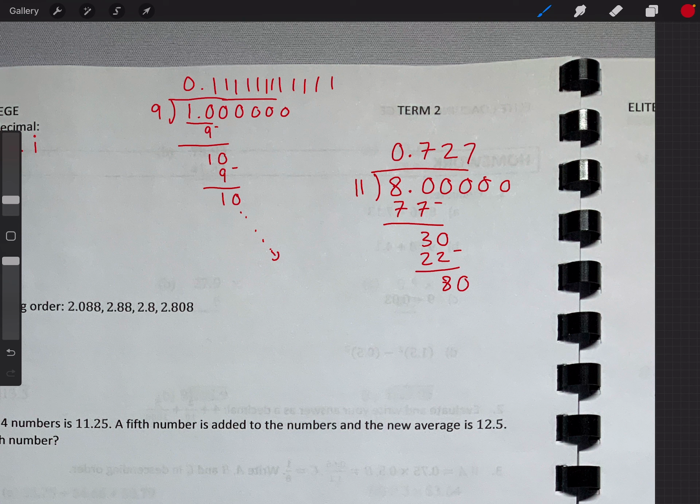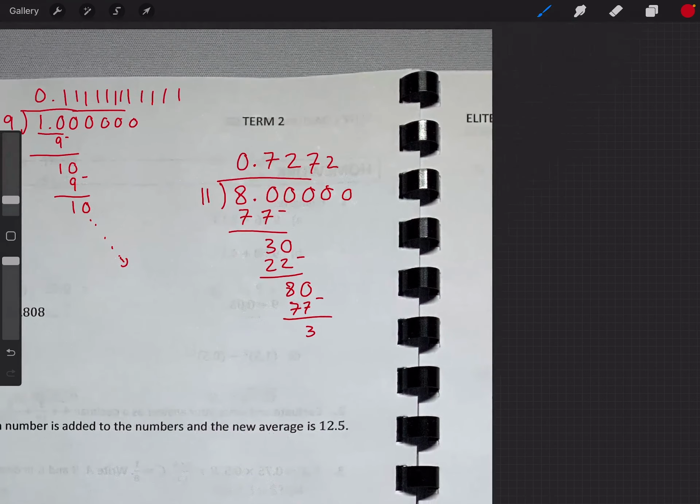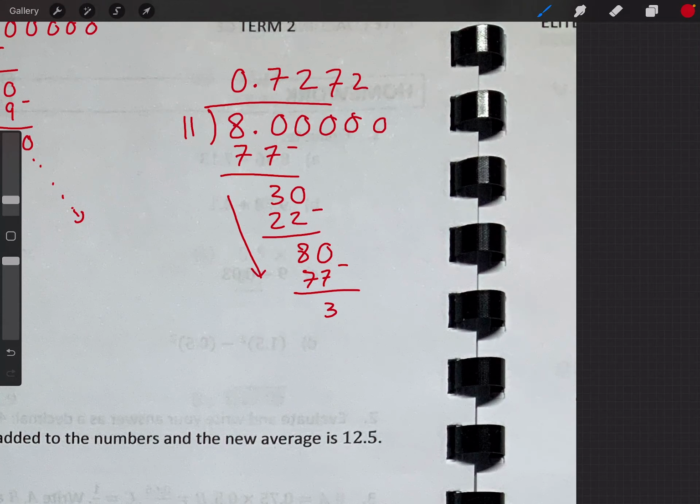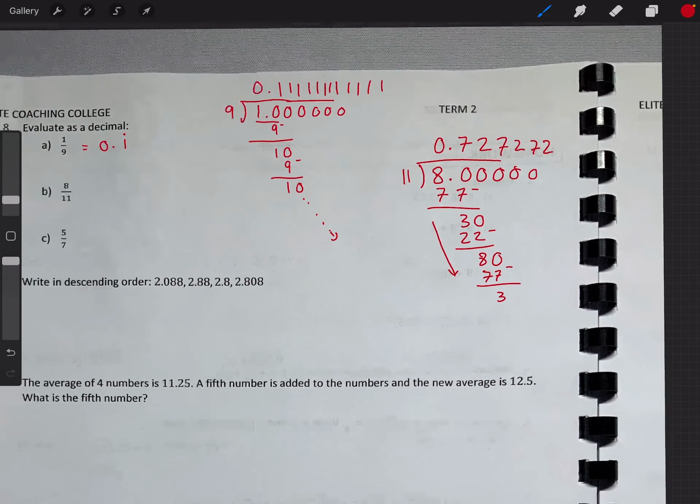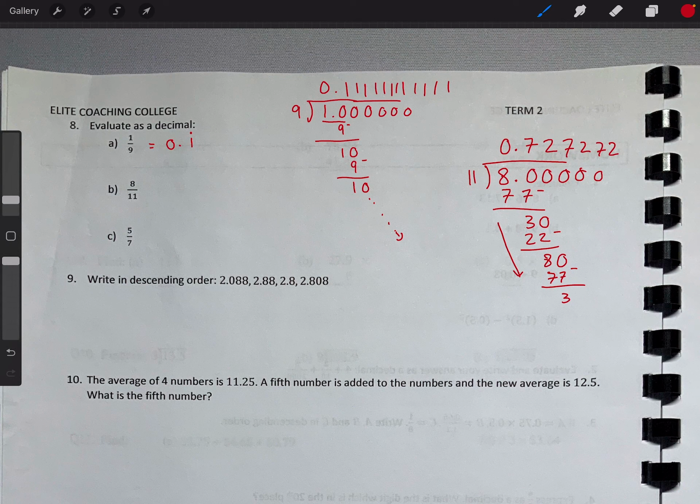8. So again, you're going to get 7. 77. Subtract, you get a 3. And then you're going to get 2 again. As you can see, the pattern continues. You're going to keep going: 7, 2, 7, 2, 7, 2, and so on. So we've got 2 numbers repeating.